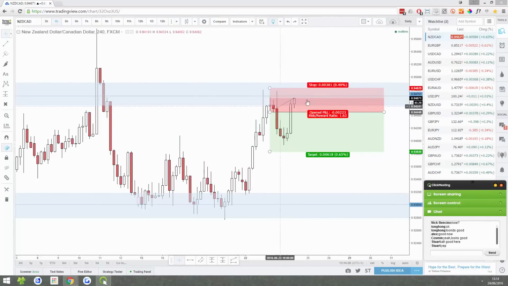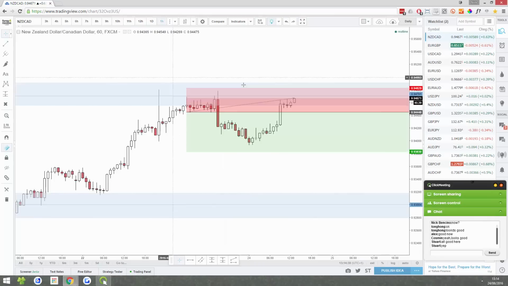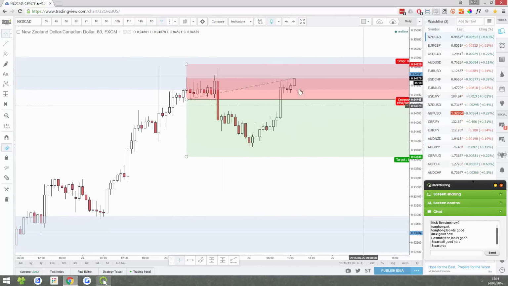But overall, what we have here is price still sitting on resistance and price stalling on this resistance area. Price is definitely struggling to get through this resistance area. If we drop down to the 1 hour, we can see what price is doing. It's stalling on this resistance area.